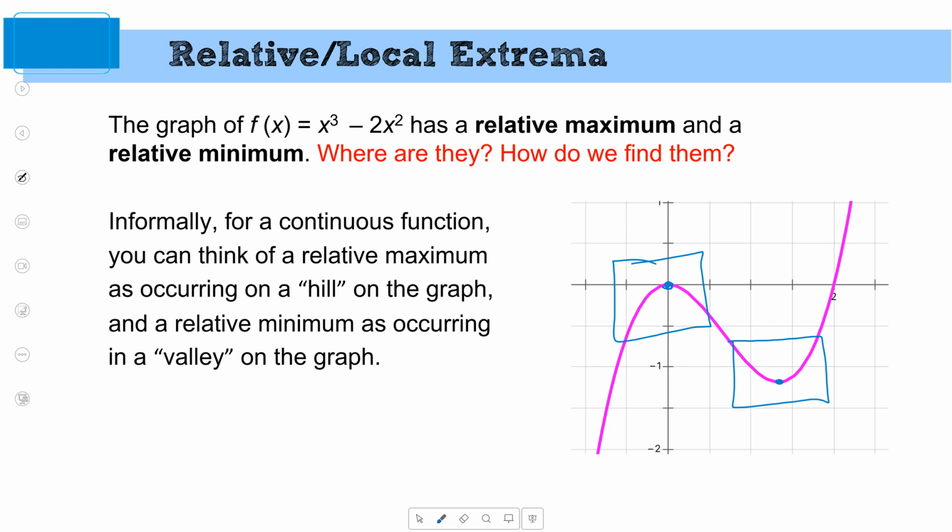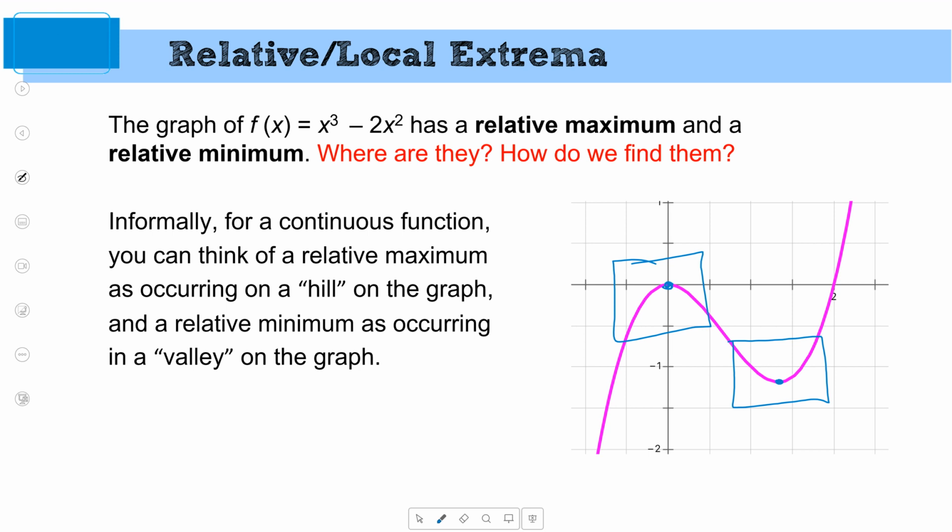I don't know why there are so many terms for these things. I wish somebody would just pick one and go with it, but they don't. Some books use relative, some books use local. Sometimes the AP test uses relative, sometimes it uses local. So I'm just going to make sure that you've seen them all so they make sense. Are you good with the difference between the two? Absolute covers the entire graph, local just covers these little neighborhoods.